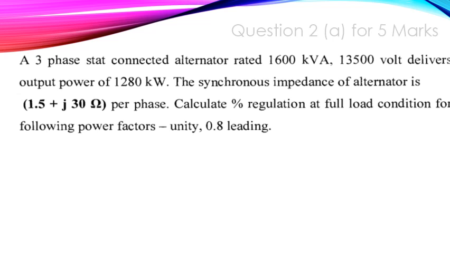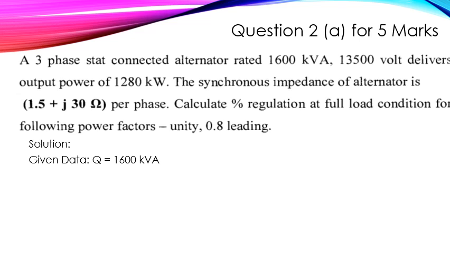Now let us see the next question, question 2A, which is for 5 marks. The question is: a 3-phase star connected alternator rated 1600 kVA, 13,500 volt delivers output power of 1280 kilowatt. The synchronous impedance of alternator is 1.5 plus j30 ohm per phase. It is in rectangular form. Now we have to calculate here percentage regulation at full load for following power factors, that is unity and 0.8 leading. So first we will see the given data.